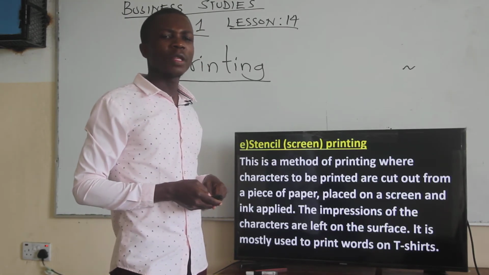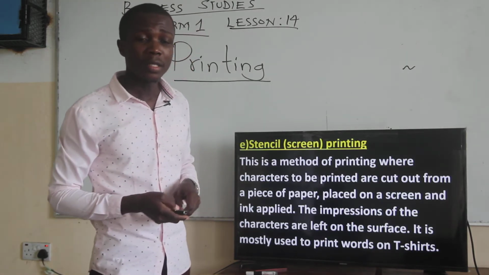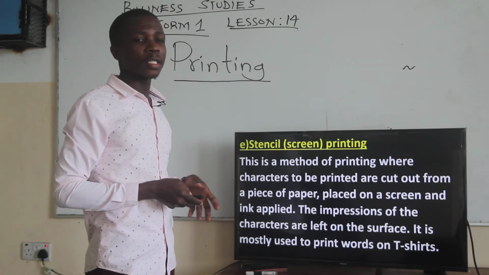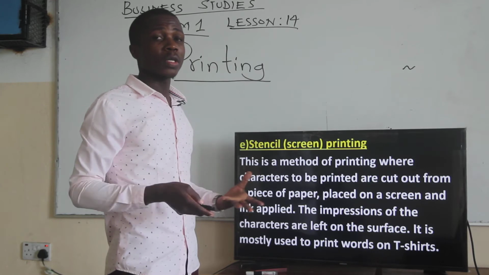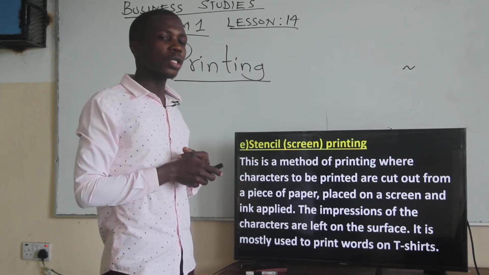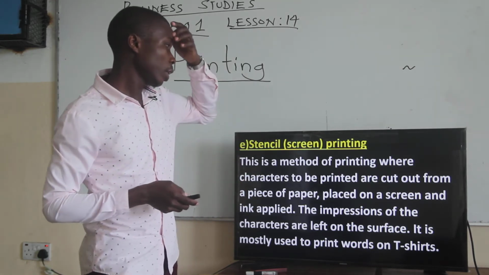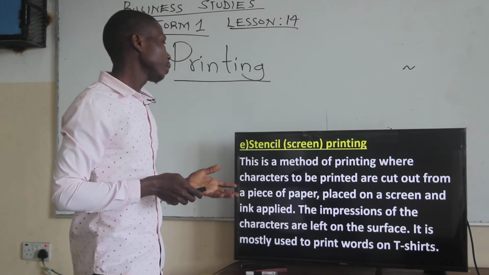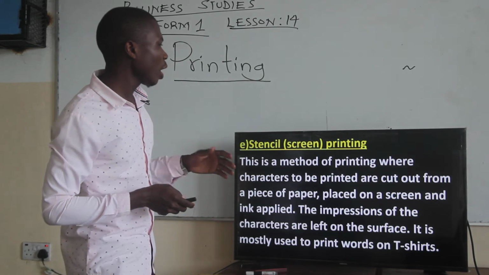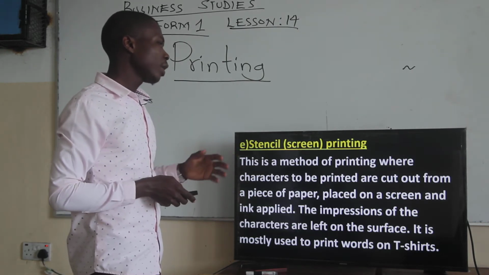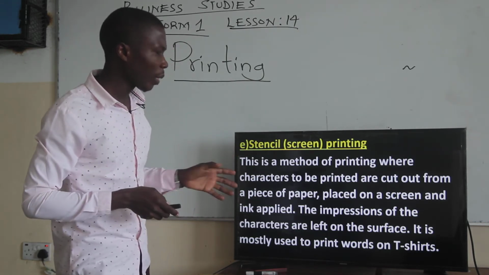Then after that, we have the stencil. Stencil is another example under duplicating, which is not screen printing. This is a method of printing where characters are printed and cut out from a piece of paper, placed on the screen, and ink applied. We are going to look at how it works.